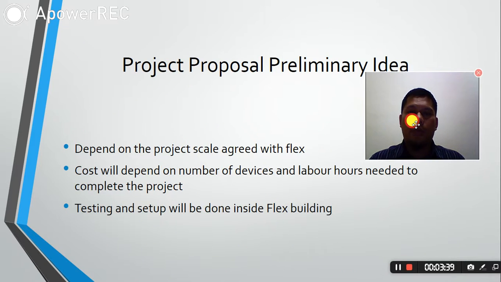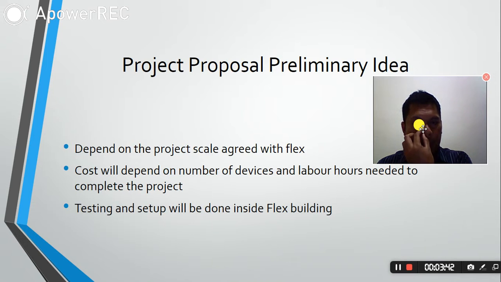Okay, so this is the project proposal, the preliminary idea. It really depends on the project scale that we're going to agree with Flex. So we have to sit down together, go and see the Flex warehouse, and decide which part Flex wants to start with first. Then we're going to come out with the design, and from there we can start to draw the cost of this project. The cost will depend on the number of devices and the labor hours needed to complete the project. And then the testing and setup, everything is going to be done inside the Flex building, of course.